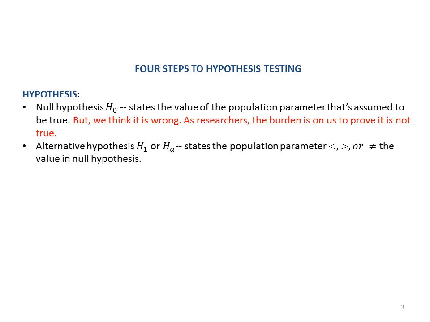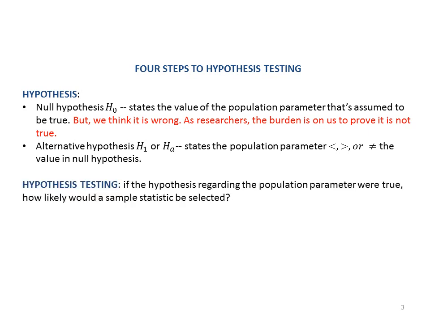The alternative hypothesis, H1 or HA, contradicts the null hypothesis by stating that the population parameter is smaller or larger or not equal to the value in the null hypothesis. If the hypothesis regarding the population parameter were true, how likely would a sample statistic be to be selected? That's hypothesis testing. If it's likely, we accept the null hypothesis. If it's unlikely, we reject the null hypothesis.